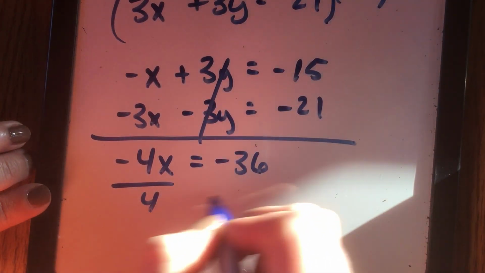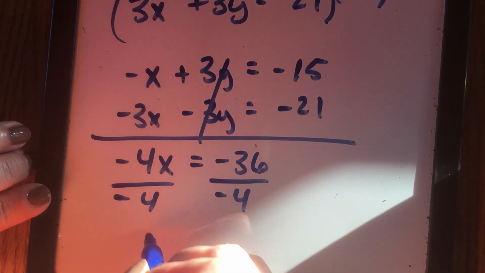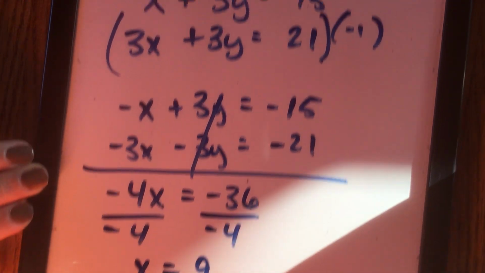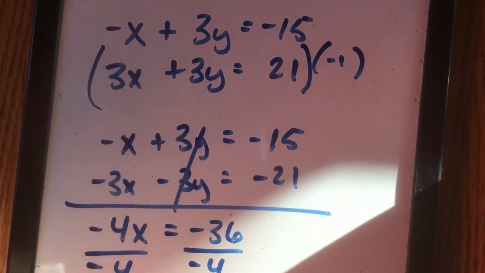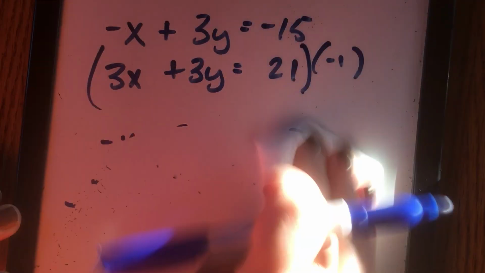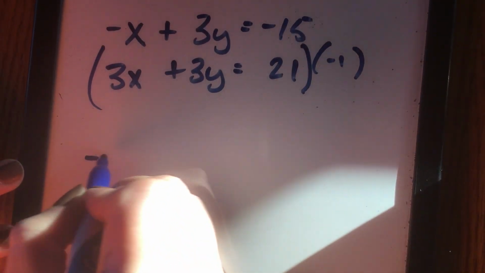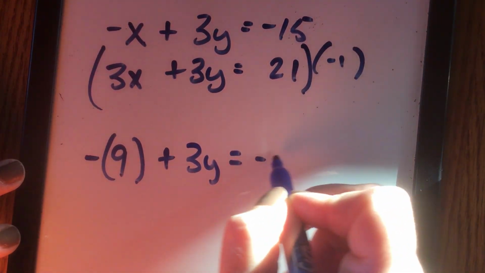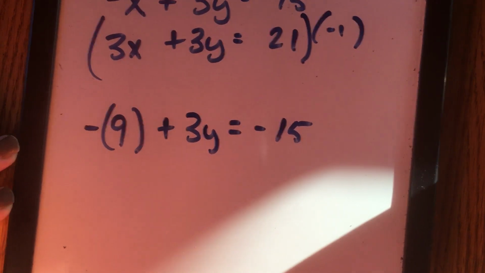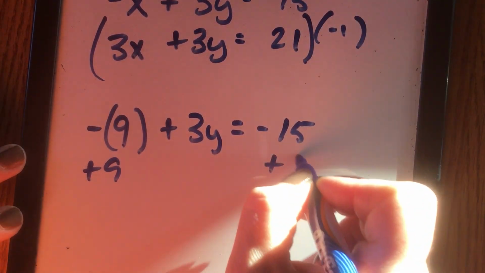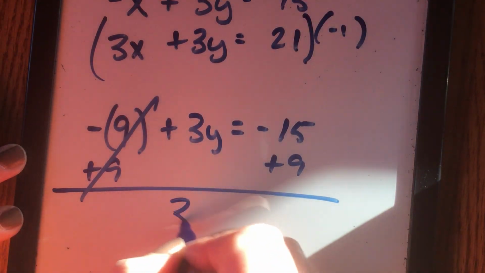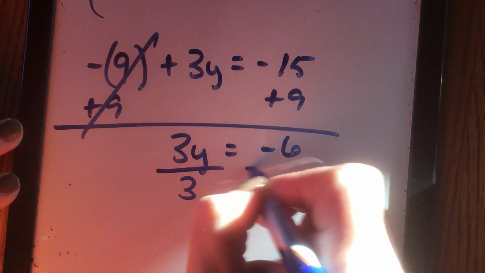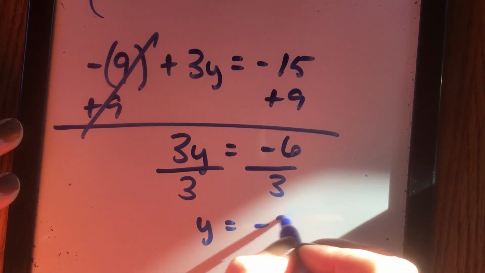So if I divide by -4, I get x equals +9. Now I need to take that and plug it into one of my equations. So I would plug it into my first equation. I'm going to erase my work here. So x is 9, so I'm going to plug in -9 plus 3y is equal to -15. So then I'm going to add 9 to both sides, and that's going to give me 3y is equal to -6. So divide by 3, and y is equal to -2.